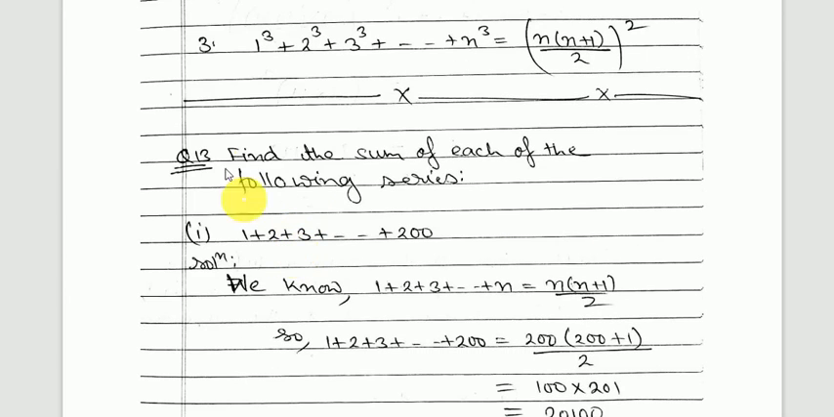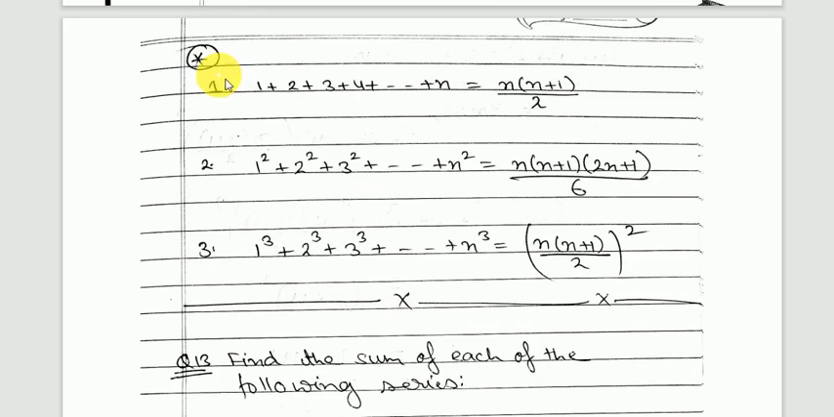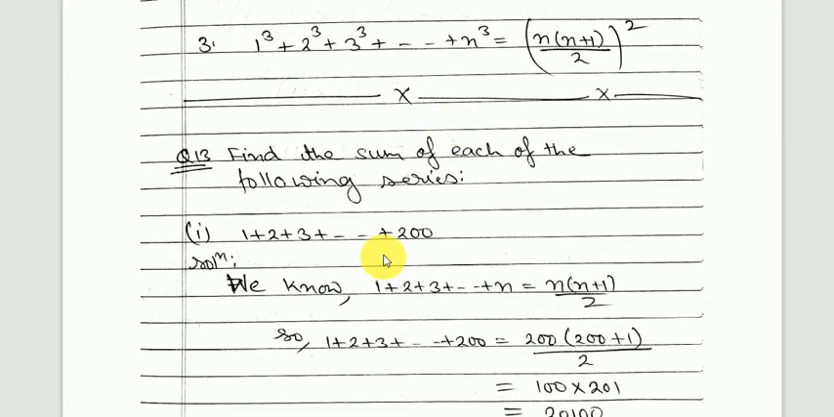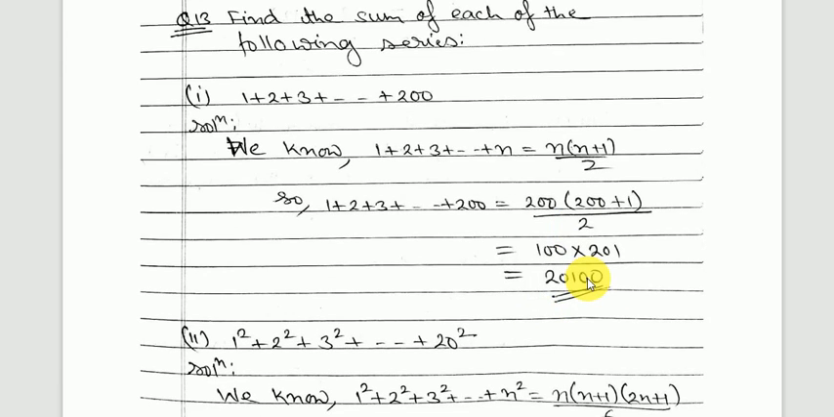Now let us see question number 13. Find the sum of each of the following series. Here we have to find the sum of 1 plus 2 plus 3 plus dash plus 200. You can see clearly that you are finding the sum of the first 200 natural numbers, so you will use the first formula. Here n is 200. We know that 1 plus 2 plus 3 dash n is equal to n times (n plus 1) upon 2. Simply substitute the values and you get the answer.